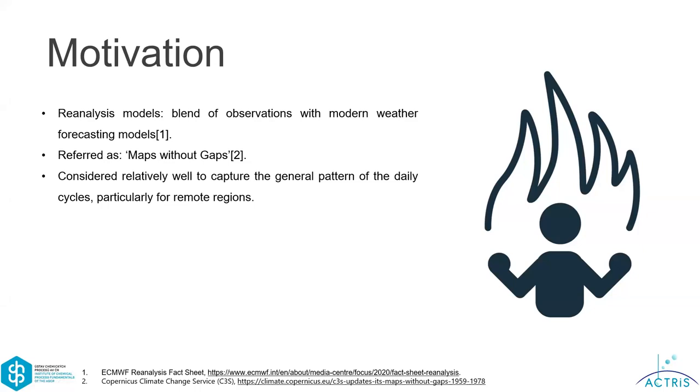Reanalysis models are the models which provide us global data sets on climate monitoring and research. They basically combine the forecast model data and the observational data together via data assimilation. They're also known as maps without gaps because they are globally complete and consistent in time. They're also considered as relatively good data sets, particularly for remote regions where we don't have any ground-based measurements. But very few studies have been done on the reliability and accuracy of such models. So I took this as a responsibility on my little shoulders and started this study.